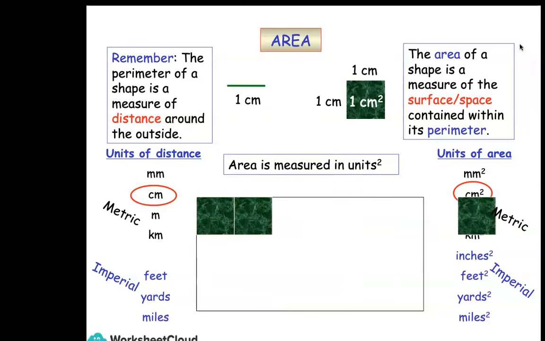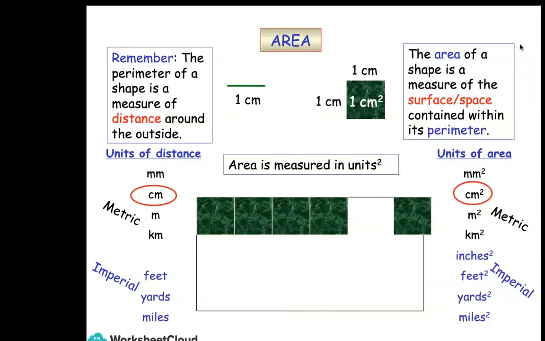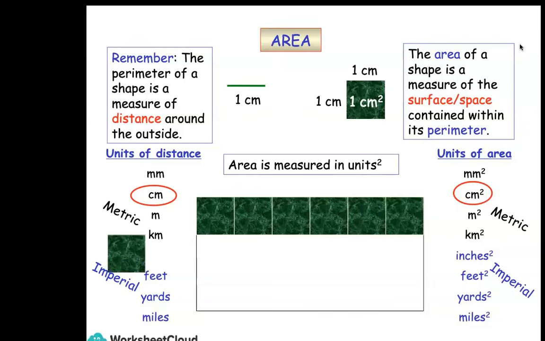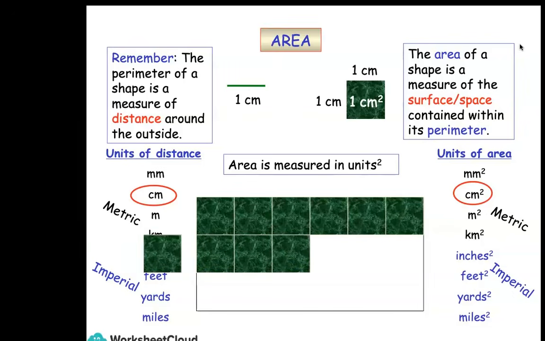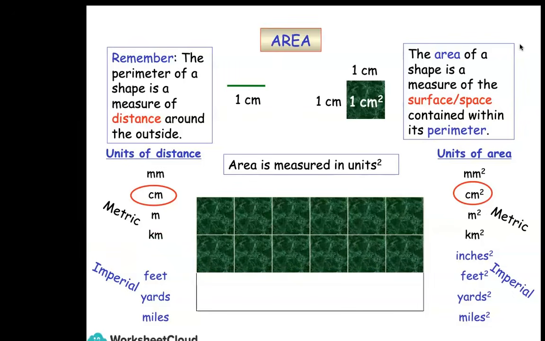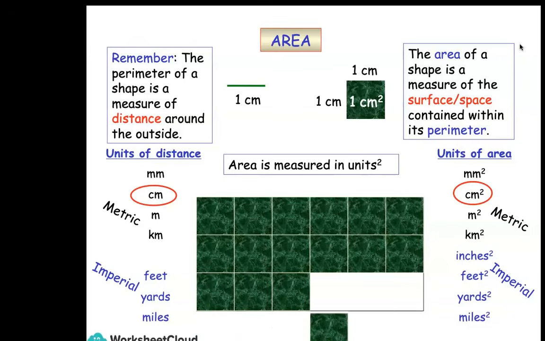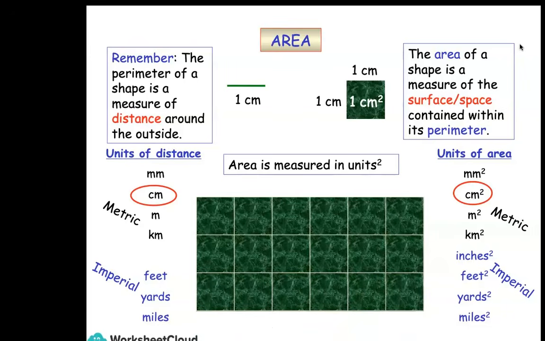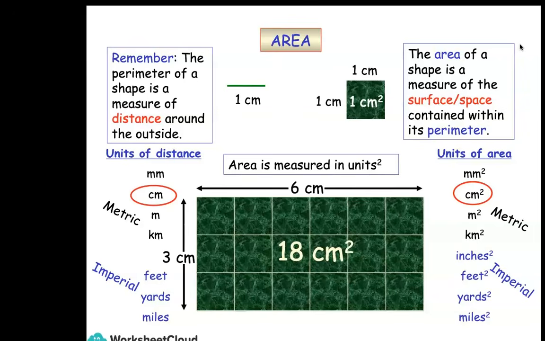So that is what we're trying to work out. How many 1 centimeter squares will fit into that surface that was contained by the red perimeter? And I'm sure you'll agree that by doing what I've just done for every single shape is going to be time consuming. So there's your answer, but we can also get that answer by multiplying the length by the width, which is 6 times 3, which is equal to 18 centimeters squared.